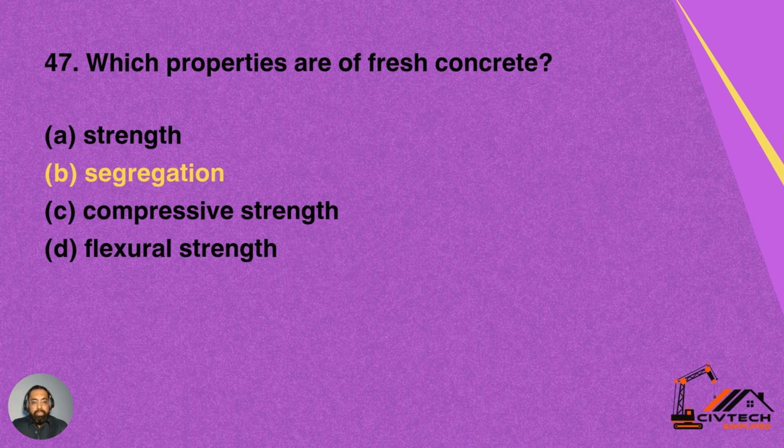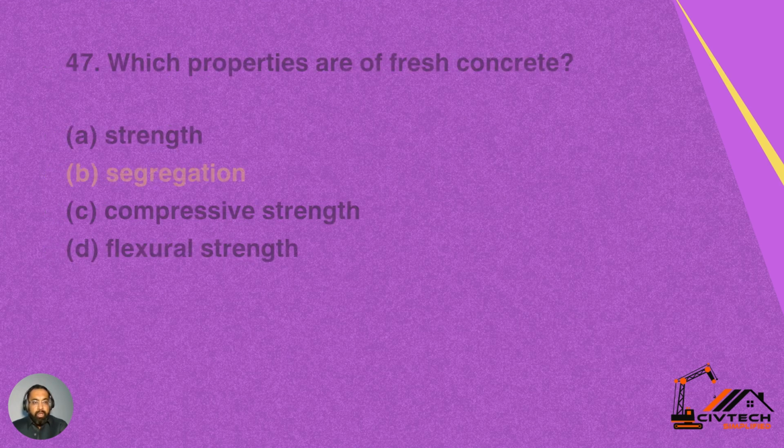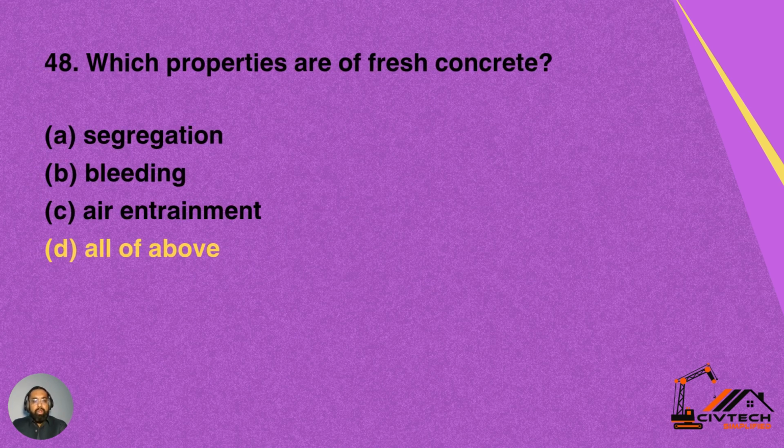47. Which properties are of fresh concrete? Option A, strength. Option B, segregation. Option C, compressive strength. Option D, flexural strength. So for fresh concrete, it should be option B, segregation, because the strength is achieved after a few hours at least. Compressive strength is accordingly obtained in 24 hours, then 7 days and 28 days, and flexural strength as well. So therefore, segregation is the correct option for this question, option B.